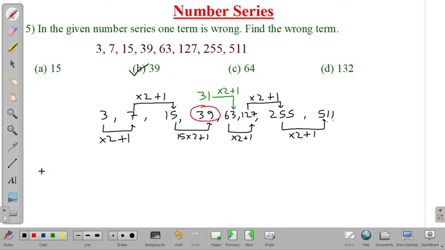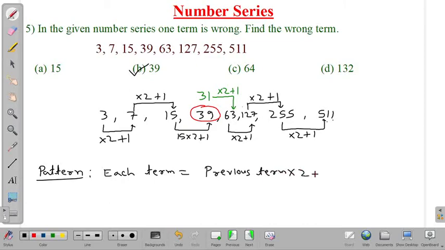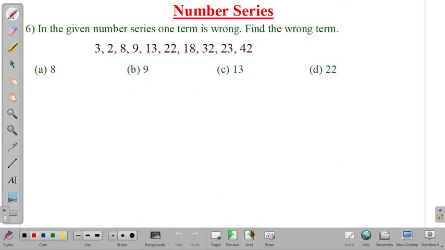What is the logic that we have applied here? The pattern is each term is equal to the previous term multiplied by 2, then we need to add 1. Okay, we will discuss the next problem.